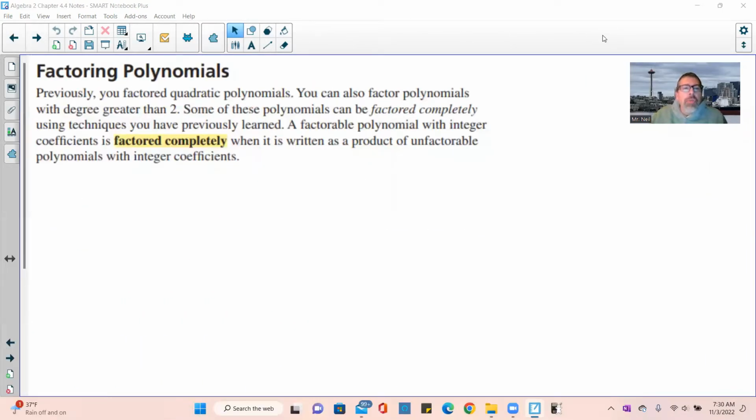Okay, factoring polynomials. Previously, you factored quadratic polynomials. You can also factor polynomials with degrees greater than 2. Some of these polynomials can be factored completely using techniques you have previously learned. A factorable polynomial with integer coefficients is factored completely when it is written as a product of unfactorable polynomials with integer coefficients. Okay, so let's take a look at that in an example.